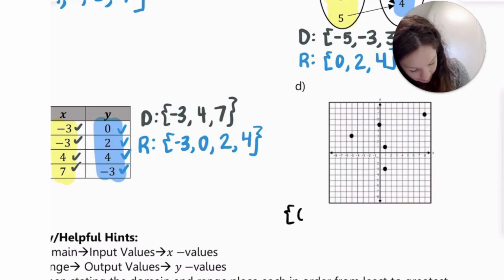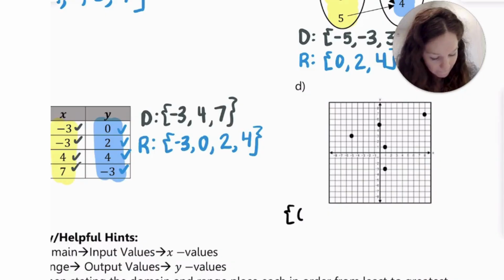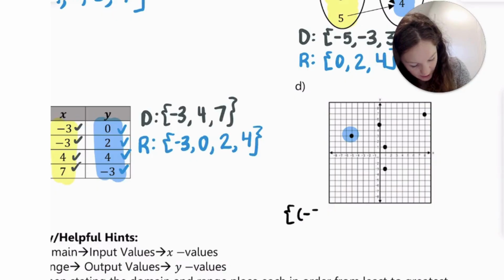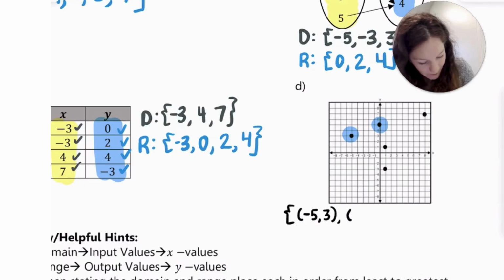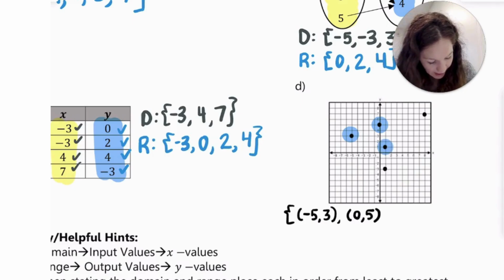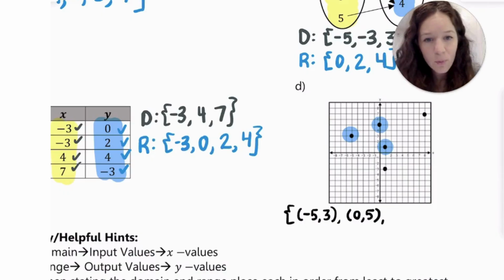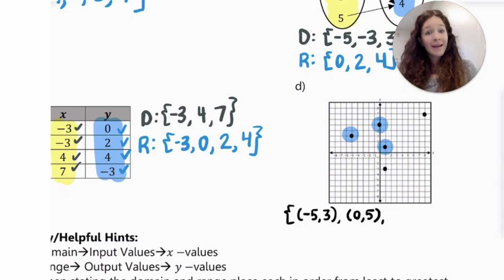I'm going to say, okay, this first point is traveling left 5, up 3. So it's -5, 3. This next point is traveling right or left 0, but up 5. So that will be 0, 5. Next, I have a point traveling right 1, up 1.